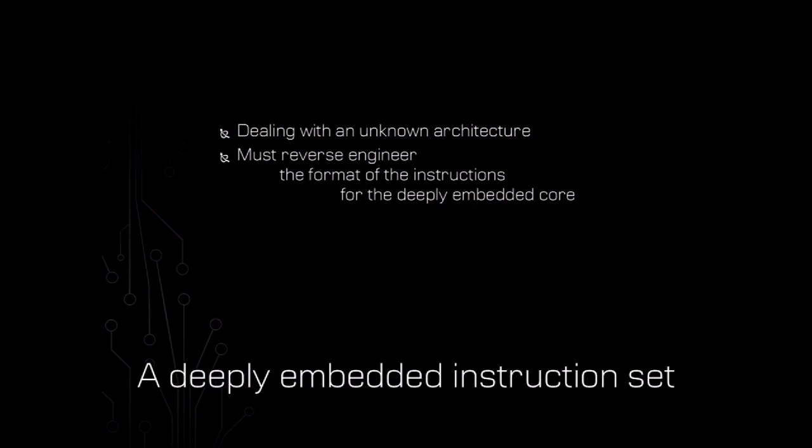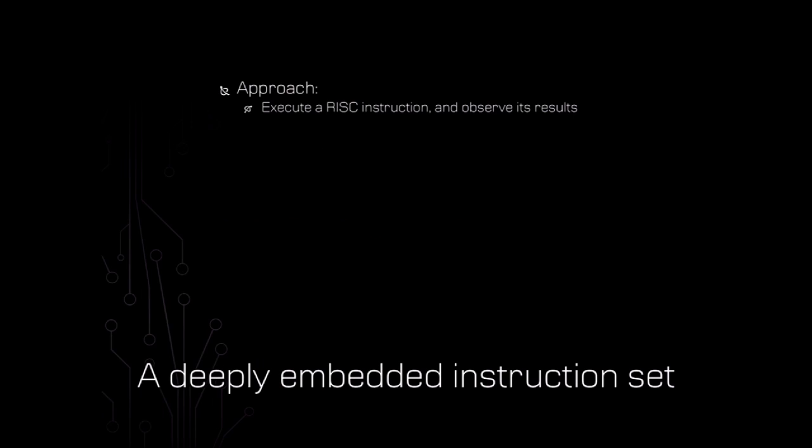So to do that, we've got to basically reverse engineer the instruction format for that deeply embedded core. And I spent enough time on this, I made up my own name for this. I started calling it the deeply embedded instruction set, the DIEs. So let's look at what this DIEs might look like and how we might begin to reverse engineer it.